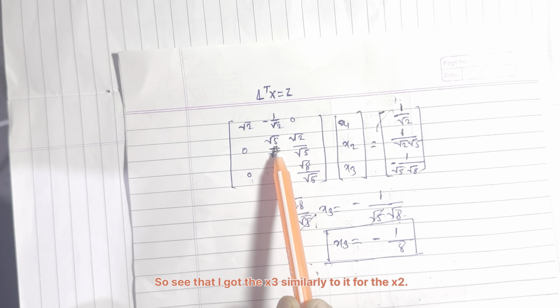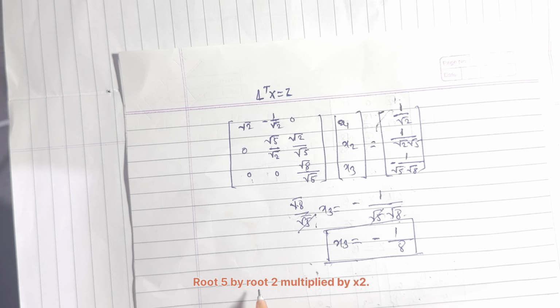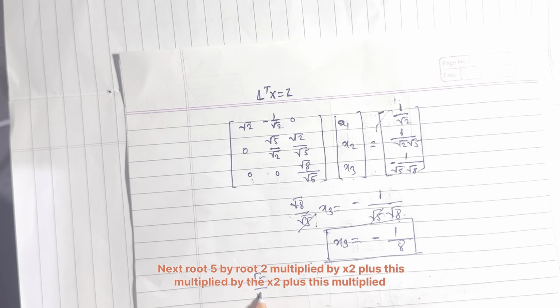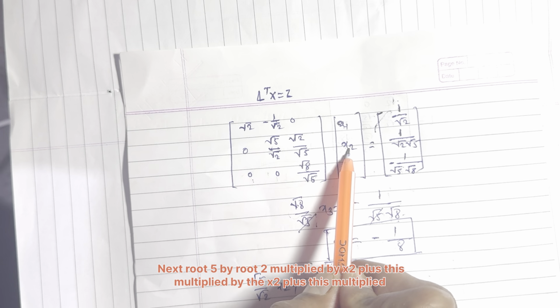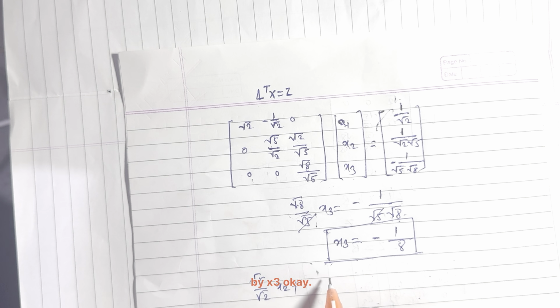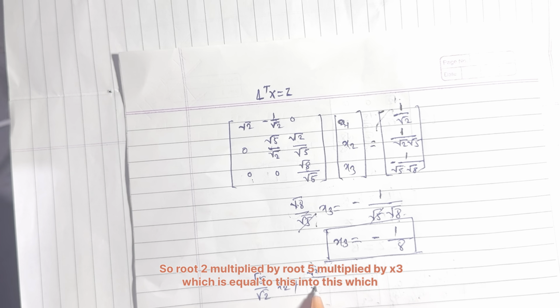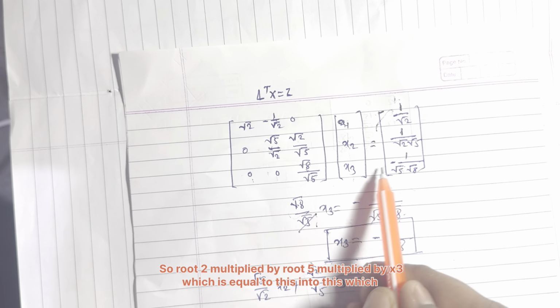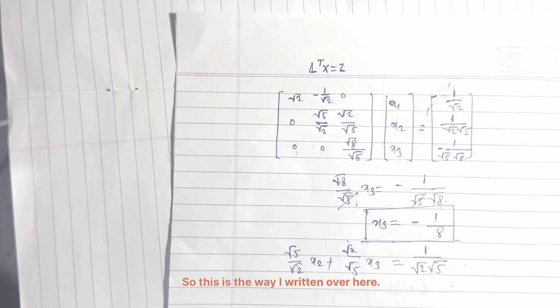Similarly, do it for x2. This 0 multiplied by x1 is 0, plus root 5 by root 2 multiplied by x2, plus this multiplied by x3. So root 2 divided by root 5 multiplied by x3, which is equal to this into this, which is equal to 1 by root 2 root 5. So this is the way I have written it here.